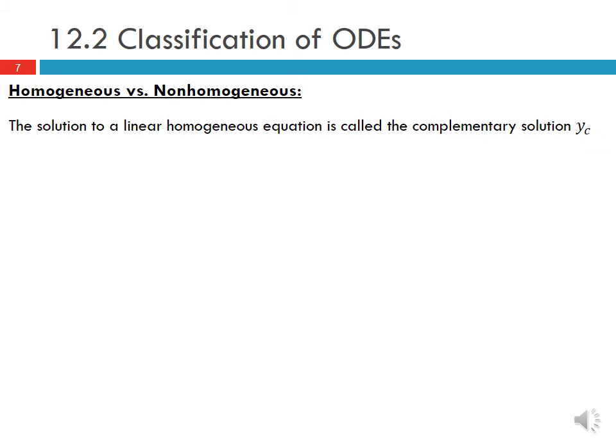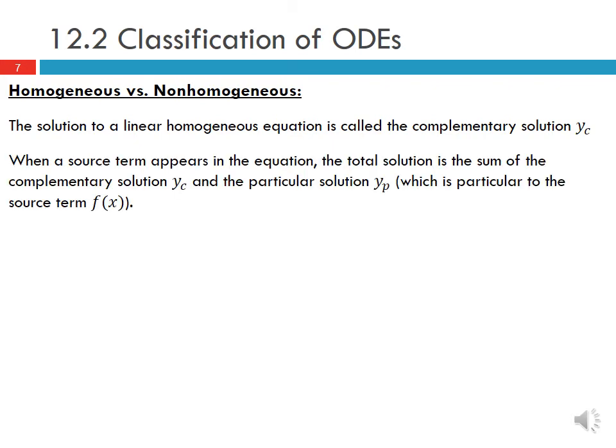The solution to a linear homogeneous equation is called the complementary solution, denoted as yc. When a source term appears in the equation, the total solution is the sum of both the complementary solution and the particular solution, which we can call yp. The form of the particular solution is particular to the source term f of x.